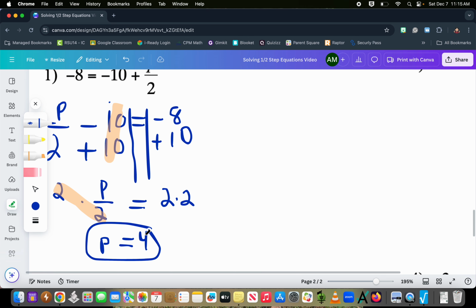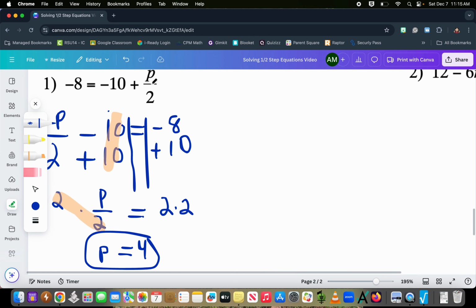So now it's going back and substituting this 4 up here in for p, okay? So if we look at this, we've got negative 8, and I'm going to leave it this time as is, equals negative 10 plus 4, which was our p, over 2. Now I can rewrite as negative 8 equals negative 10 plus, and well, 4 divided by 2, that's going to be 2.